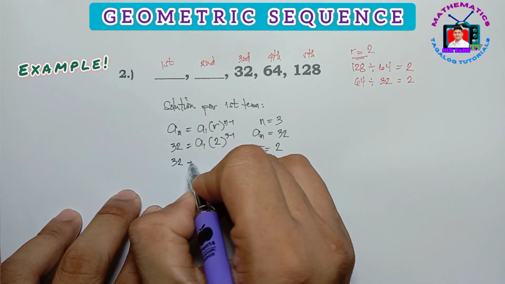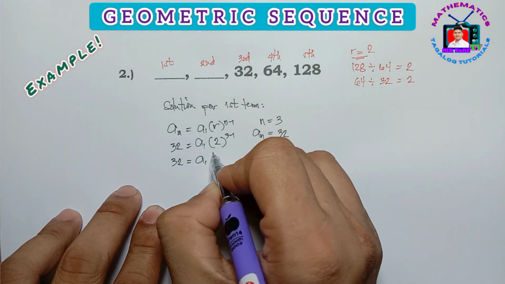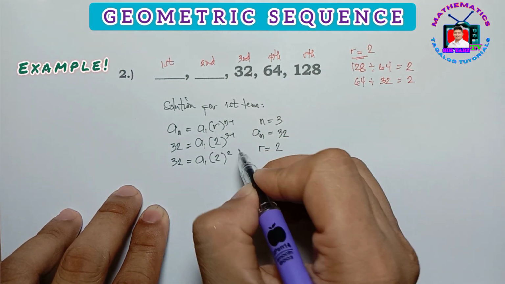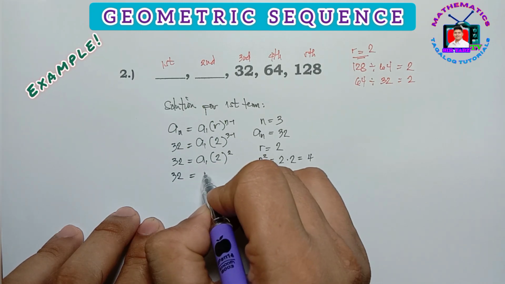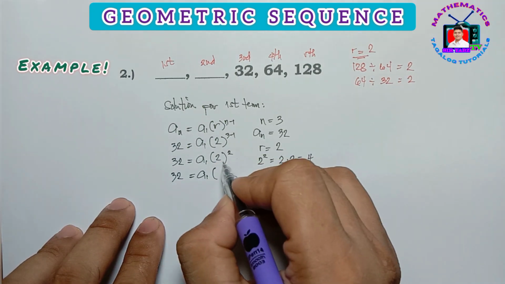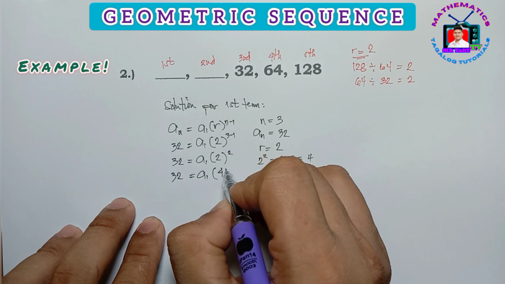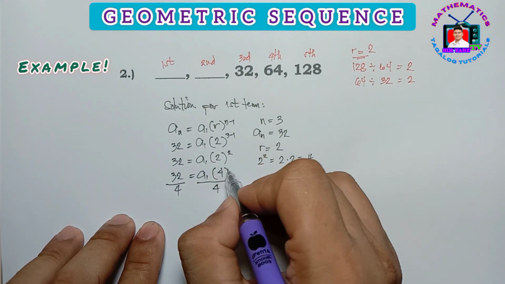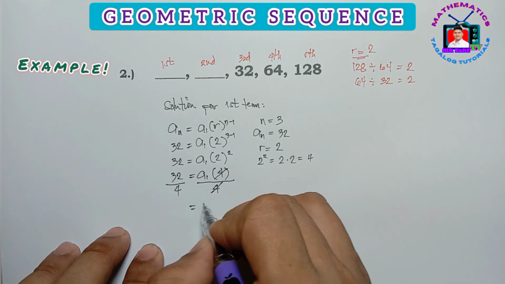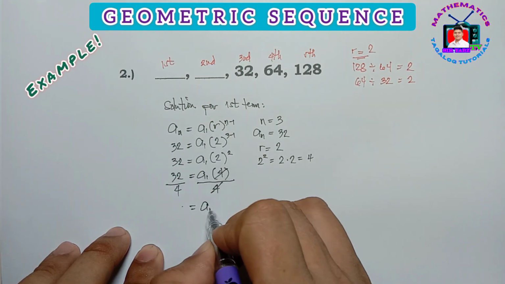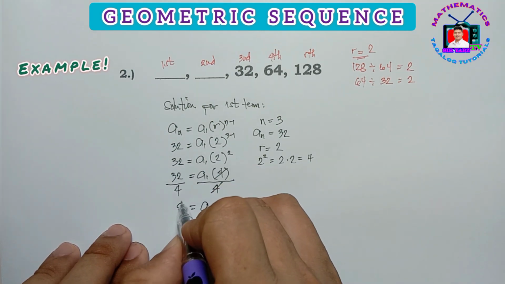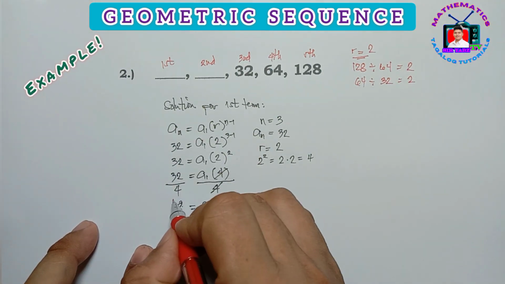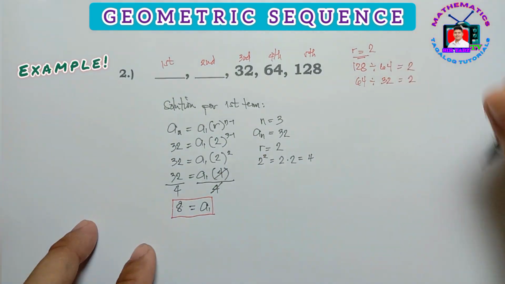So, 32, bring down a sub n, just copy. Then, simplify 2 raised to 3 minus 1. So, 3 minus 1 equals 2. So, we bring down 32 equals a sub 1 times 2 squared. That is equivalent to 4. Then, divide both sides by 4 so that we can come up with the value of a sub 1. So, 32 divided by 4 is 8. So, that is our a sub 1, our first term. So, our first term is 8.